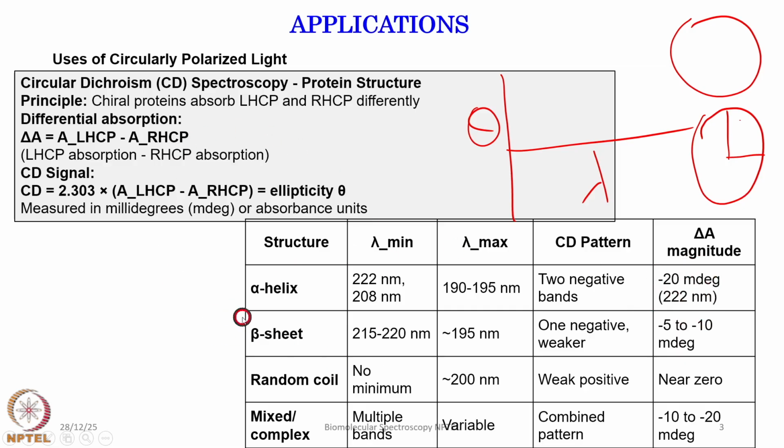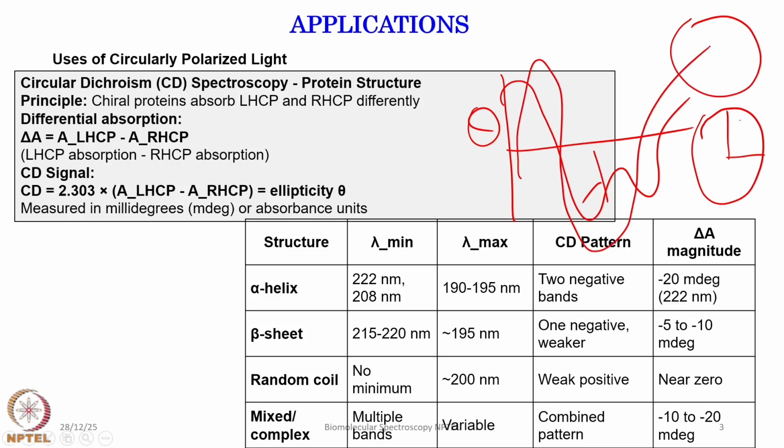But for a different kind of secondary structure, that is beta sheet, this lambda shifts and goes around 215 to 220. For helix it gives a curve like this, and for beta sheet it can be something like this. So, looking at these peaks, you know whether the protein is helix or sheet. For beta sheets, 215 to 220, positive comes at 195, one weaker negative peak you have, and typically absorption happens at minus 5 to minus 10 degrees.